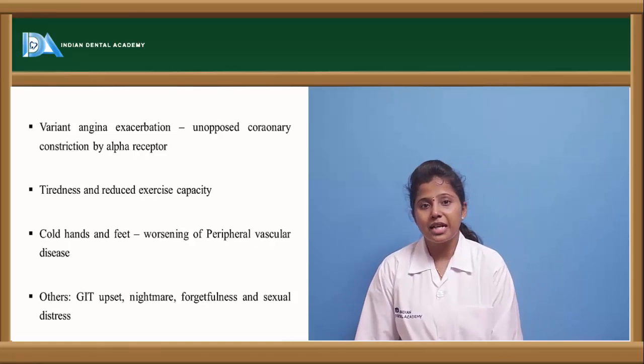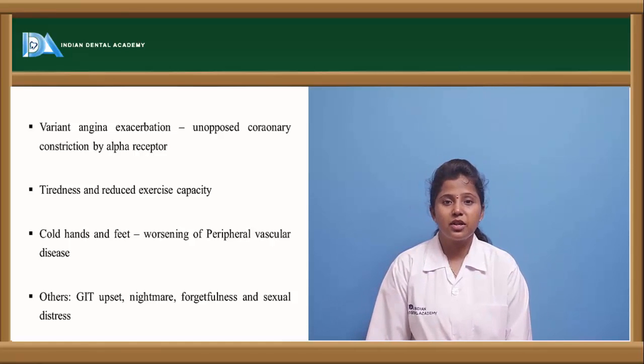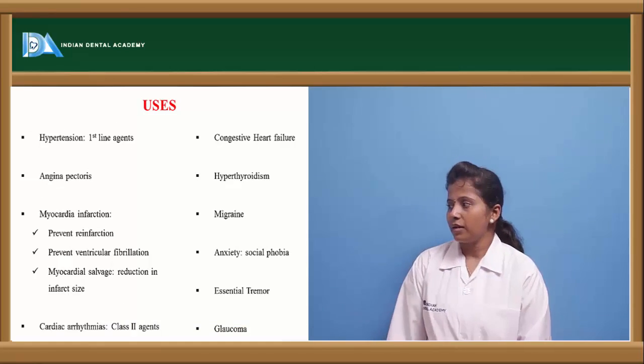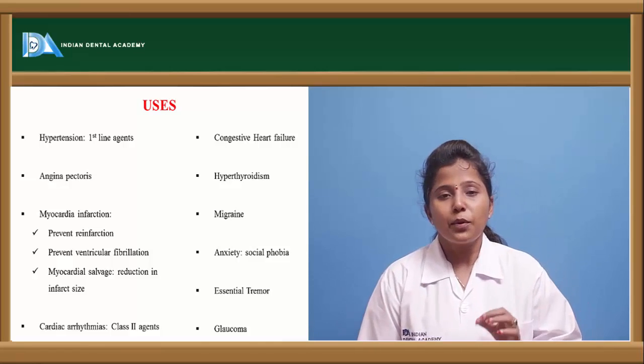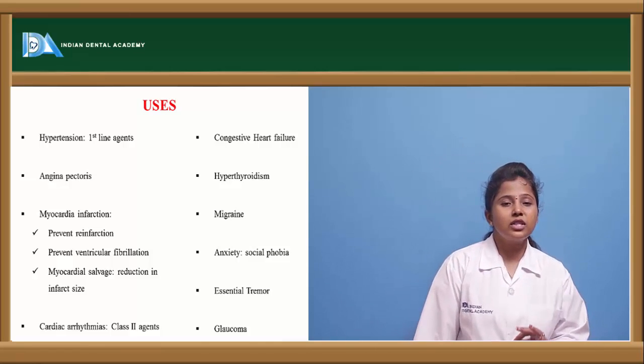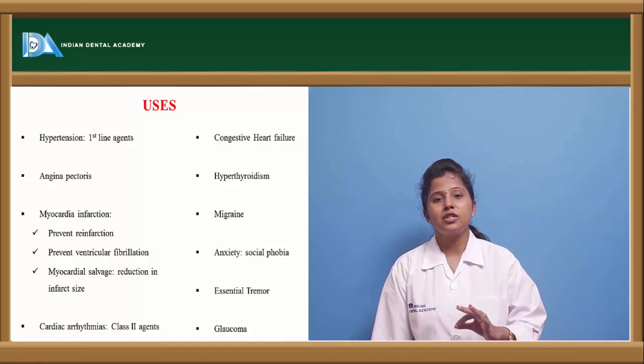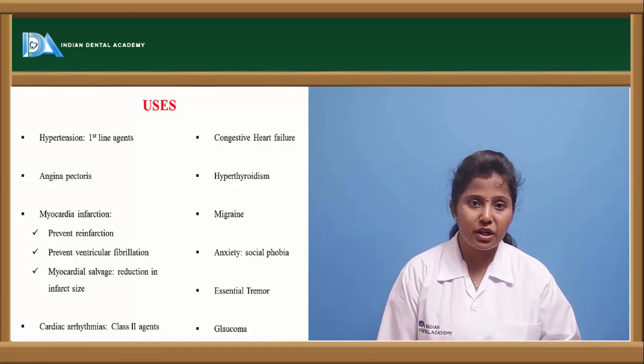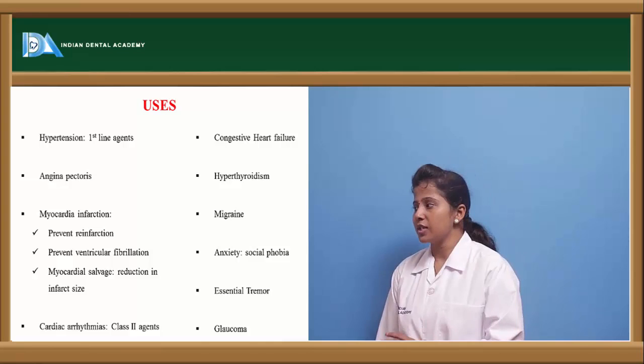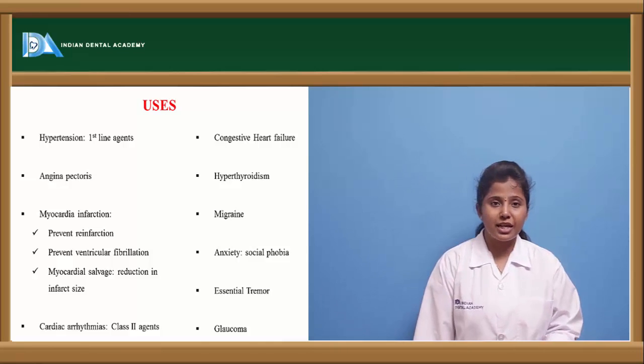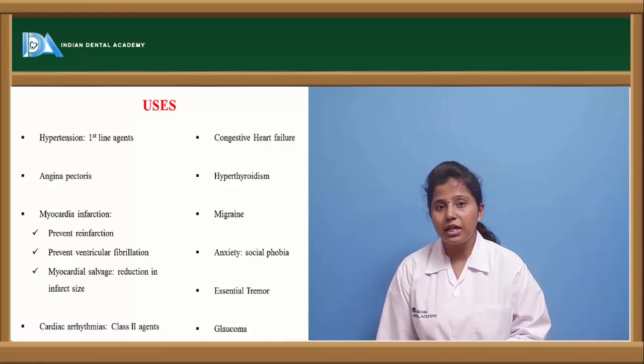So these are a few of the side effects, or adverse effects, which are observed because of propranolol. What are the uses of this drug? Propranolol is one of the first line beta adrenergic receptor antagonists used in hypertension. This is one of the best drugs used in hypertensive conditions. It is used in angina pectoris as well as myocardial infarction.